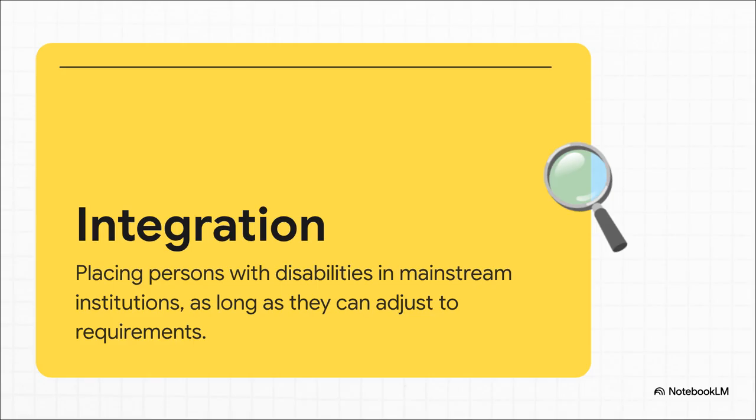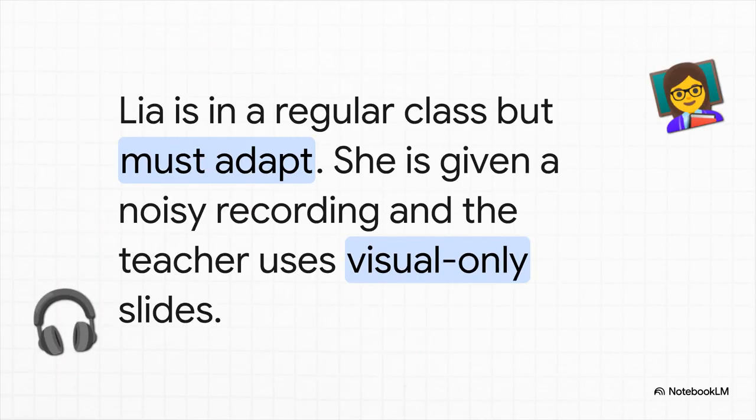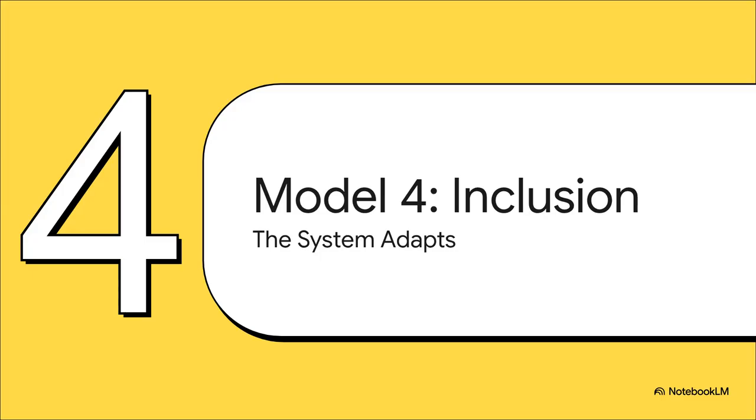Okay, so with integration, Leah is finally in the same classroom as everyone else. But let's look at what's actually happening. Instead of the Braille she needs for literacy, she gets a noisy, distracting audio recording. The teacher keeps using visual slides but doesn't describe them. So Leah is physically there, but she's basically left on her own to survive in an environment that wasn't built for her. And that brings us to the final model.